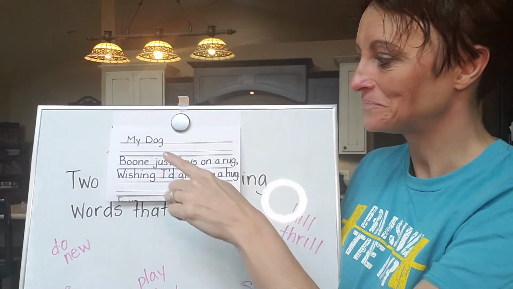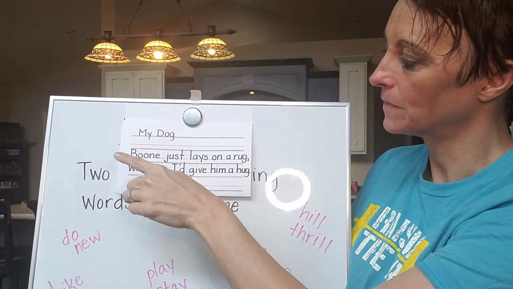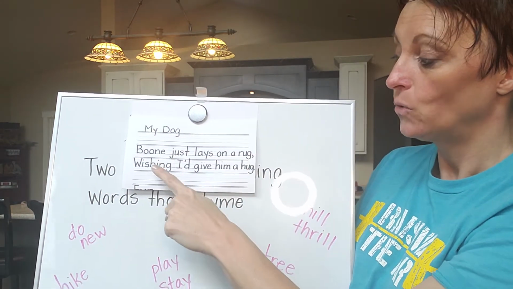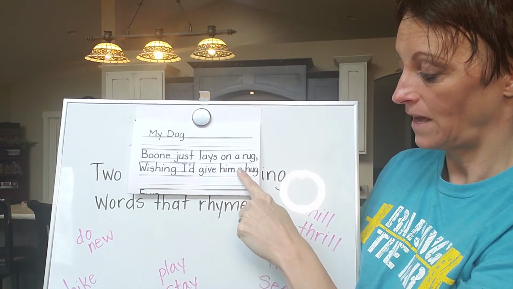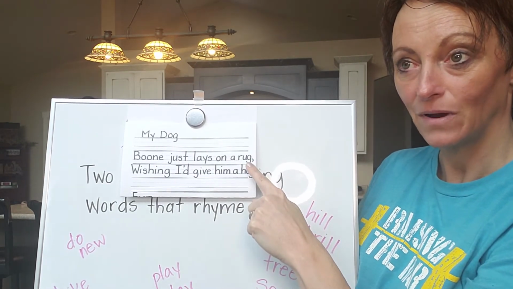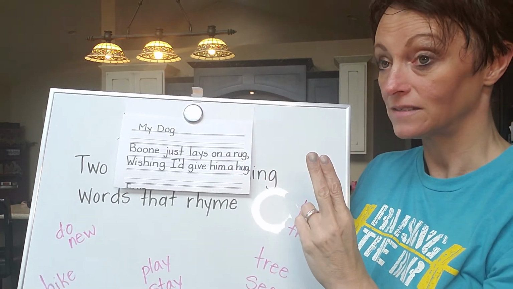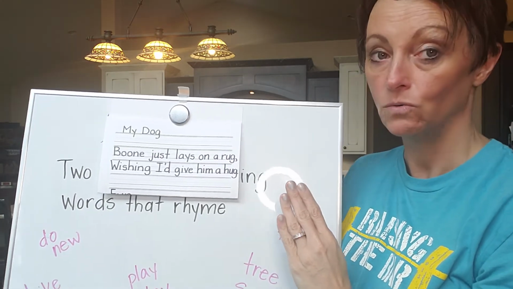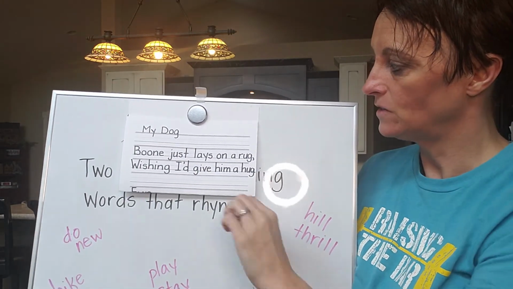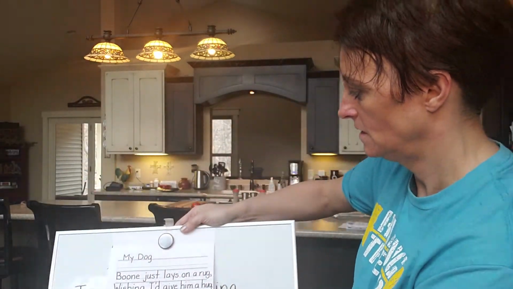Here's what I wrote. My dog. Boone just lays on a rug, wishing I'd give him a hug. Rug, hug, they rhyme. It's only two lines, not three or four, only two. That's why it's called a couplet. All right, there's another one that I wrote.